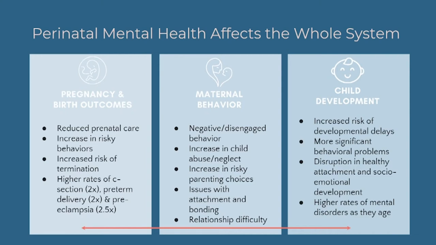Birth outcomes. So we see that there's higher rates of reduced prenatal care, increased risk of termination, as I already stated, higher rates of preterm delivery, preeclampsia, higher rates of abdominal deliveries, as far as increased abuse and neglect, challenges with attachment and bonding. And then we also see that untreated mental health impairs and gives risks to the child development.